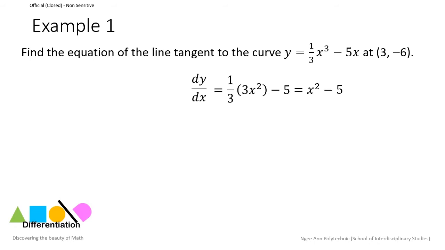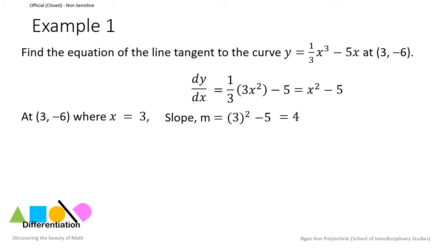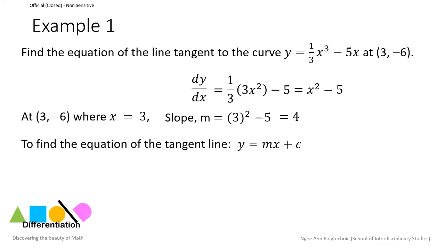And if we want to find the specific slope at the coordinate point (3, -6), what we do is substitute the x coordinate. And let's call the specific slope at that point m. So we evaluate m to be equal to 4. And thus, to find the equation of a tangent line, which is a straight line that passes through the point (3, -6) and touches the curve y, let's use the straight line equation.